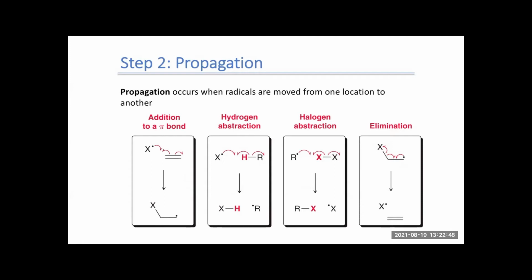But as you can see, we start with a radical and we end with a new radical. And this new radical can go on and continue to propagate. So this radical here could react with something like this to add a hydrogen and still create the radical R here.